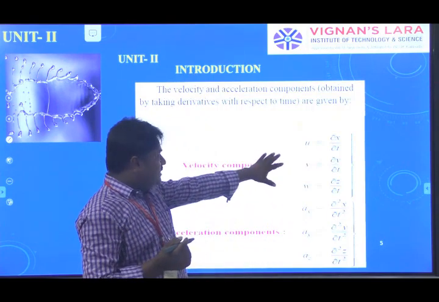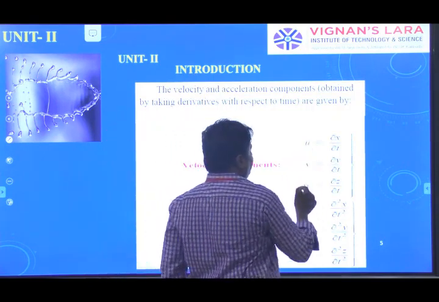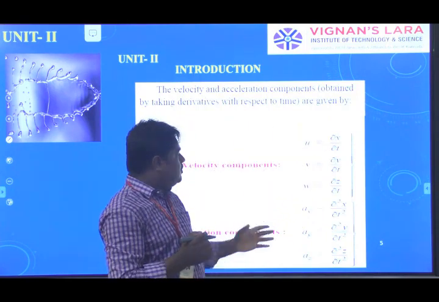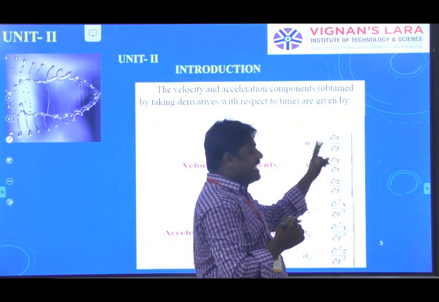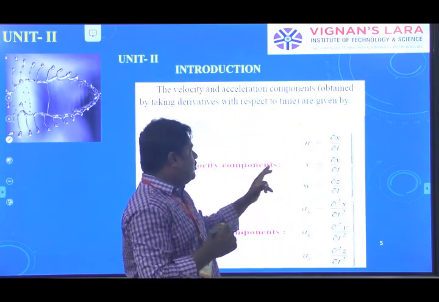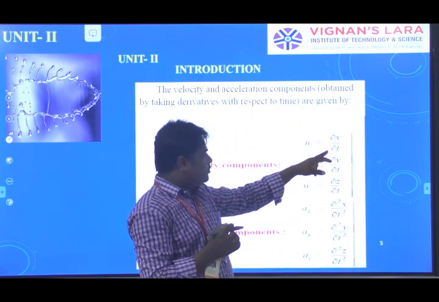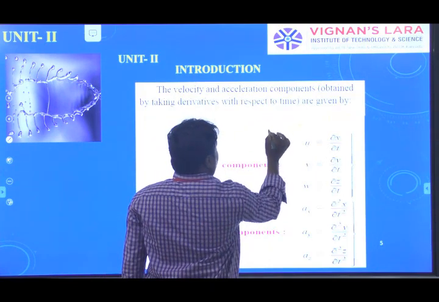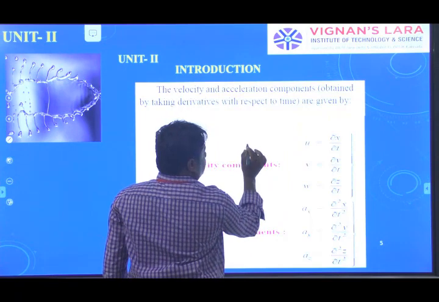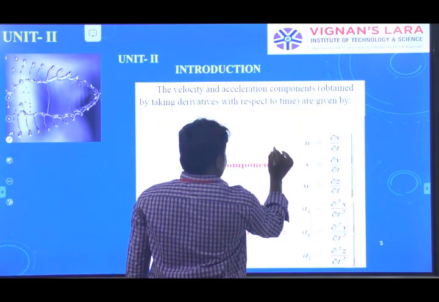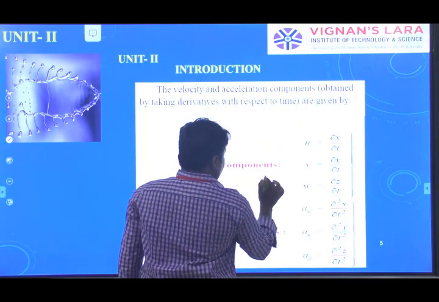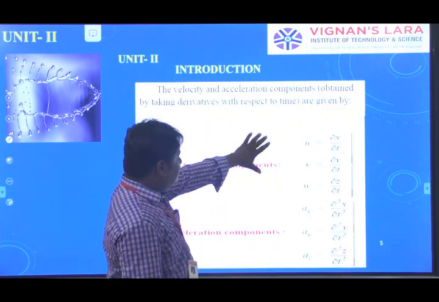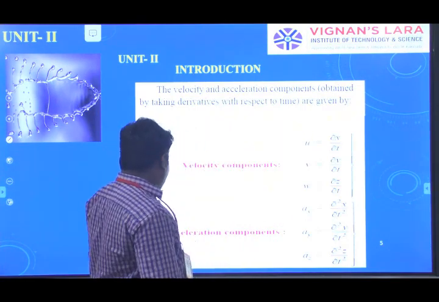So in this regard, I have taken u, v, w as a function of x, y, z with respect to time. So u equal to dou x by dou t, where t is the constant value, and u is the function of x with respect to time. That's why I have written u equal to dou x by dou t, then v equal to dou y by dou t, then w equal to dou z by dou t. These are all the velocity components as well as the acceleration components.